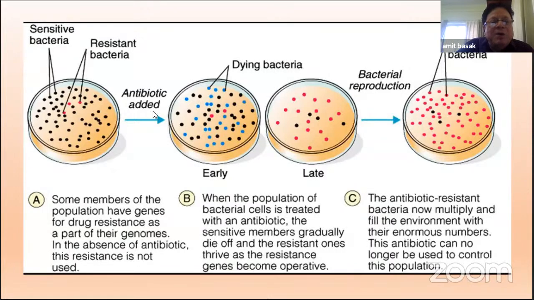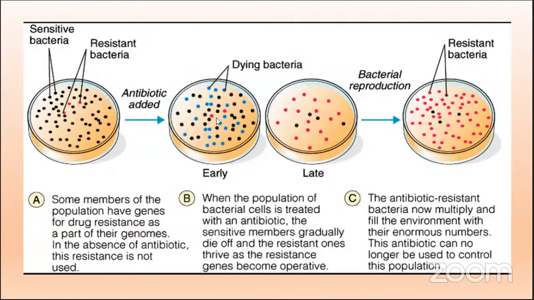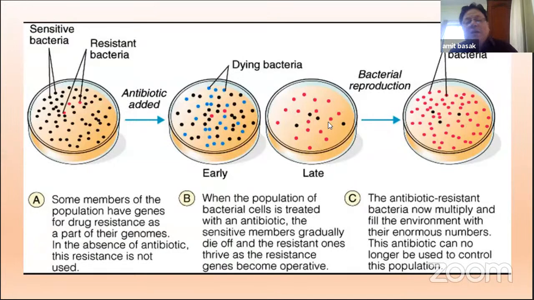But when you add antibiotic again and again, what will happen? The black ones which are sensitive will be killed. So ultimately, the red ones are resistant, so they will now start thriving. This is the early stage and this is the late stage. So time and again, if you use the antibiotic, ultimately these red ones will be the only ones left, and they will start thriving. And ultimately, you have a rapid growth of this resistant bacteria.